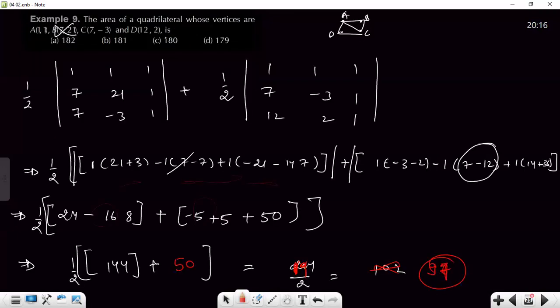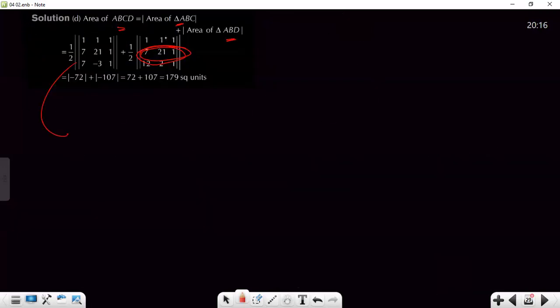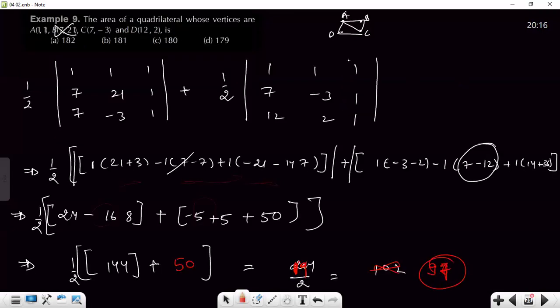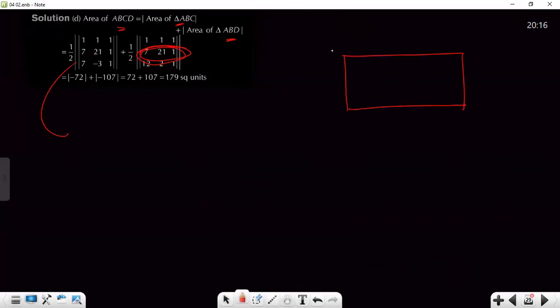See, they were finding out the area of triangle ABD. So points are given like A, B, C, D. What they are doing, they are first finding the area of triangle ABC, and then they are finding the area of triangle ABD. So basically they are adding.